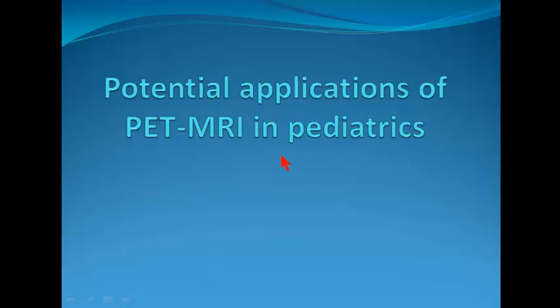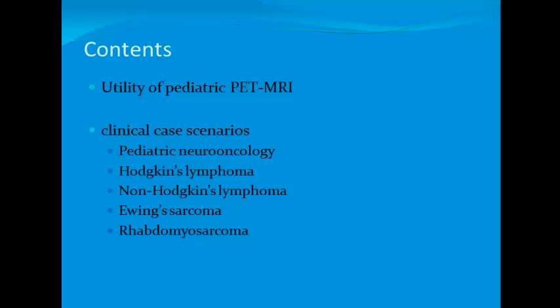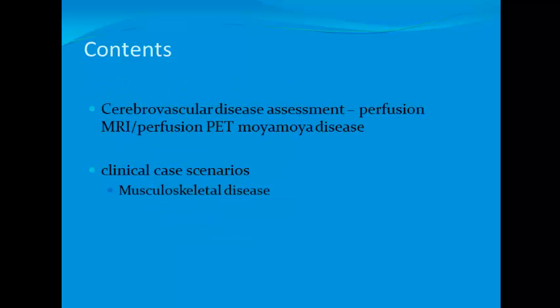We can continue the previous discussion with applicability more to pediatrics, looking at PET-MRI. I'm going to talk about the utility of pediatric PET-MRI. I'll discuss some potential applications using case scenarios in pediatric neuro-oncology, Hodgkin's lymphoma, non-Hodgkin's lymphoma, Ewing sarcoma, and rhabdomyosarcoma. I'll also explore a little of the potential application of PET and MRI in cerebrovascular disease assessment in children, with application to moyamoya disease, and look at some use of PET-MRI in musculoskeletal disease.